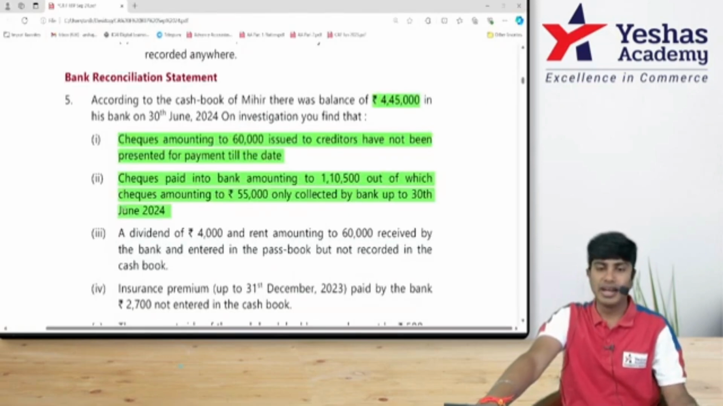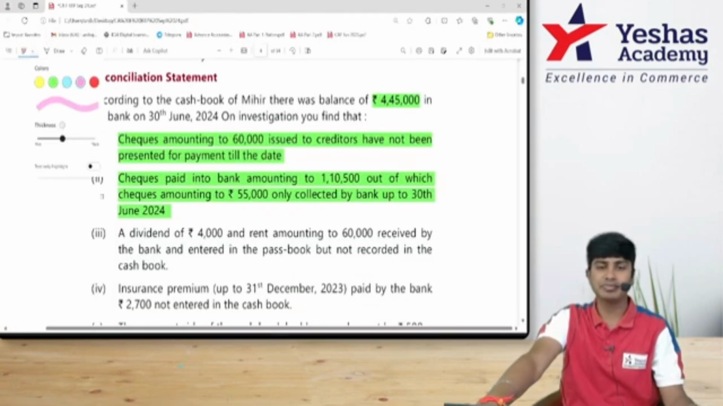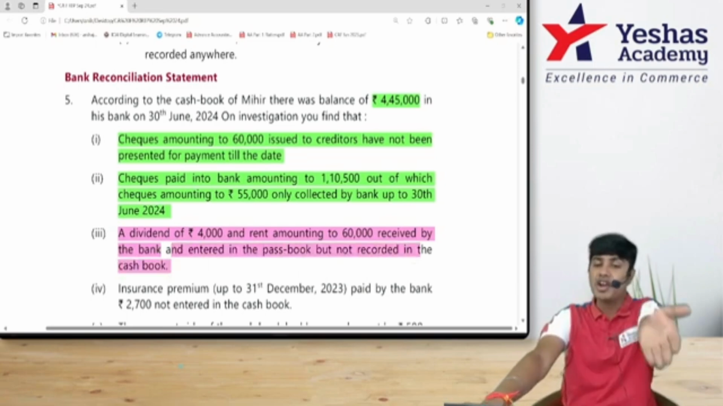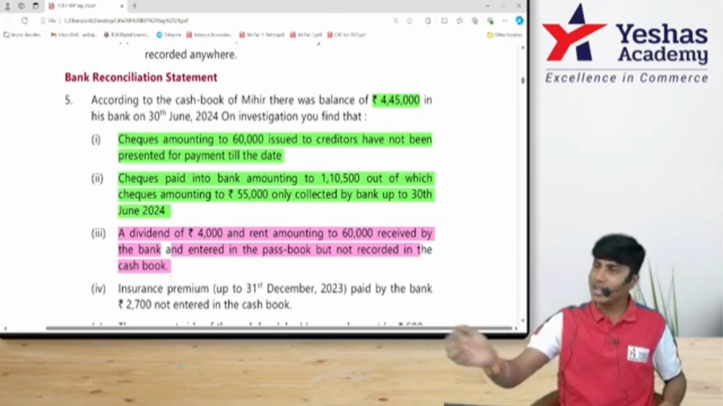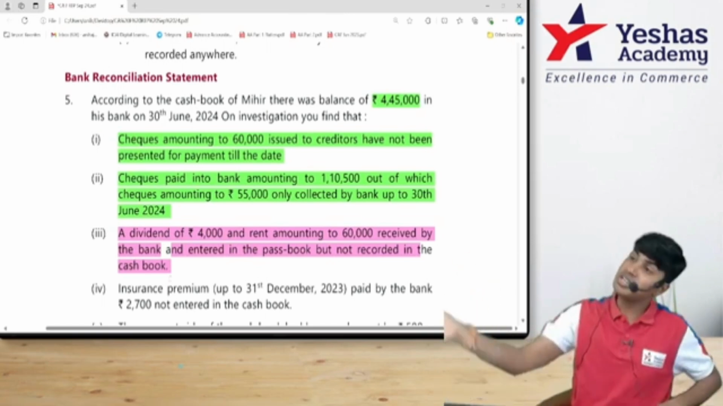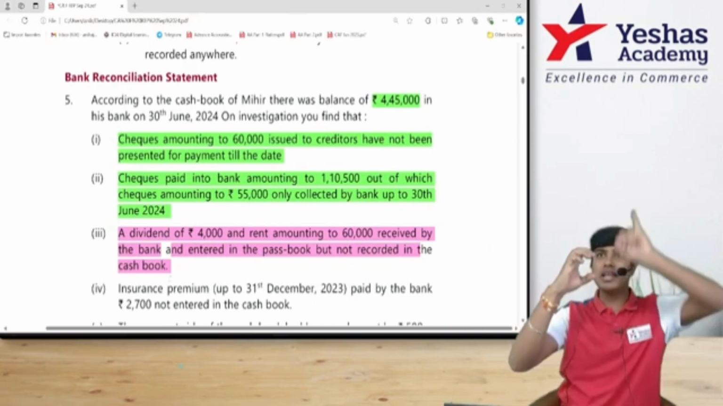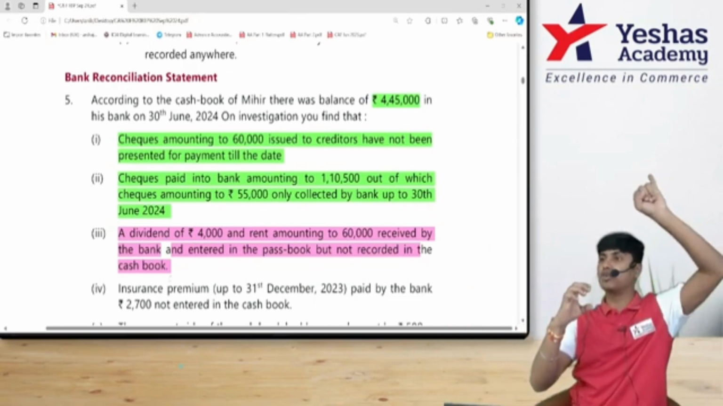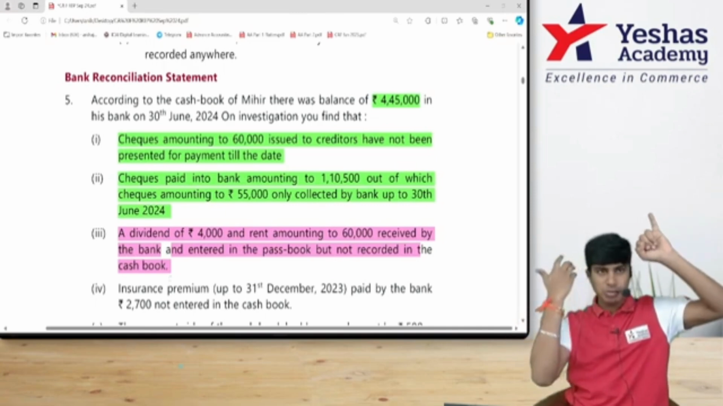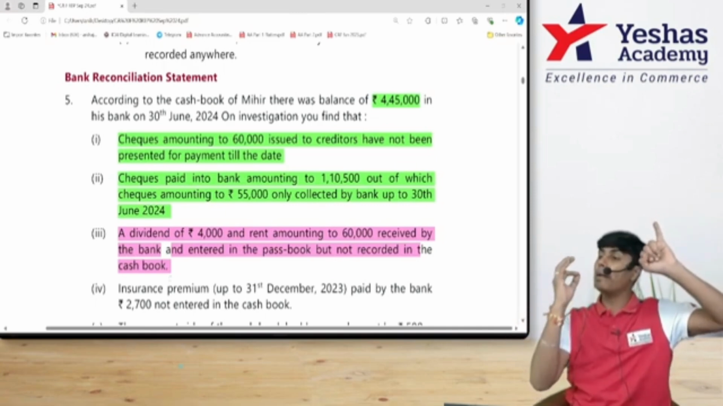Okay. Read the third adjustment. Dividend of 4,000 and rent amounting to 60,000 is received by the bank and entered in the passbook but not recorded in cash book. Error of complete omission. Banker has received 4,000 dividend. Banker has received 60,000 rent. Banker has increased the passbook balance. Passbook balance has gone up by 64,000. Until and unless you write the entry in the cash book, cash book balance will never increase. This is an error of complete omission.